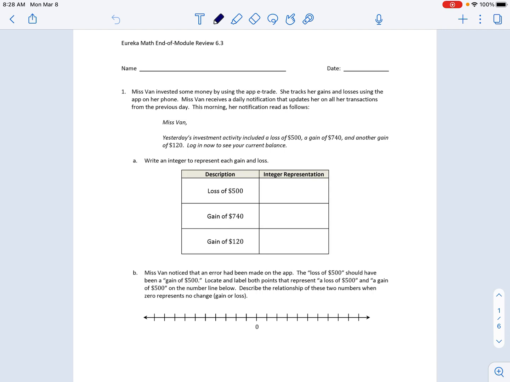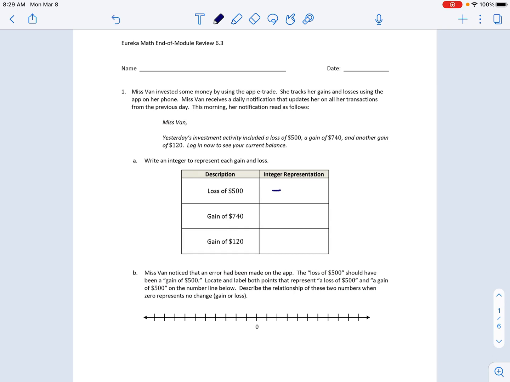Okay. So, number one says Miss Van invested some money by using the app eTrade. She tracks her gains and losses using the app on her phone. Miss Van receives a daily notification that updates her on all her transactions from the previous day. This morning, her notifications read as follows. Yesterday, investment activity included a loss of $500, a gain of $740, another gain of $120. Log in to see your current balance. Write an integer to represent each gain and loss.